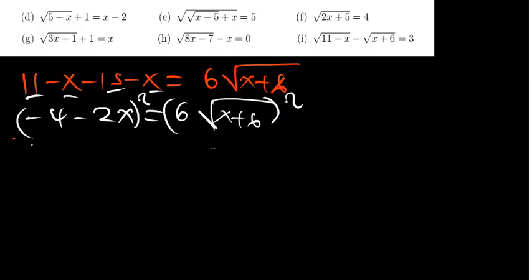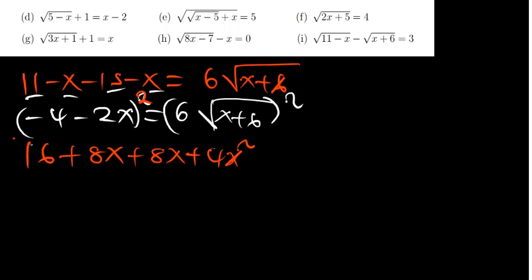So what I'm doing here is I'm going to say negative 4 times negative 4 is positive 16 because it is squared. Then negative 4 times negative 2x is going to give me positive 8x. Are we together? I'm done with 4. Then negative 2x times negative 4 is going to give me positive 8x. Are we together? Negative 2x times negative 2x is going to give me positive 4x squared.